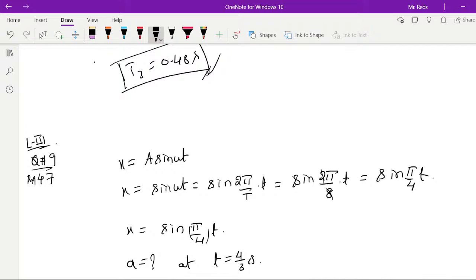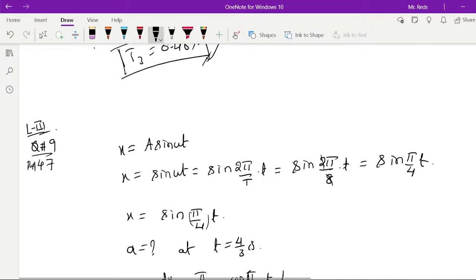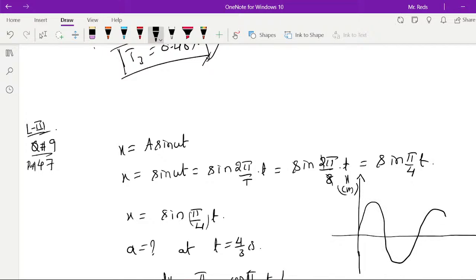The question is, the x-t graph of a particle undergoing simple harmonic motion is shown in the figure. The acceleration of the particle at t = 4/3 seconds is? The x-t graph is given as shown in the figure. X-t graph means position-time graph. Position is taken on the y-axis, and this is in centimeters. Time t is taken on the x-axis, in seconds. It is a sine curve.